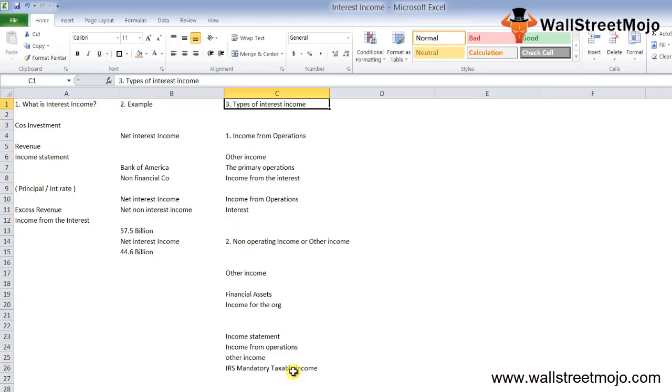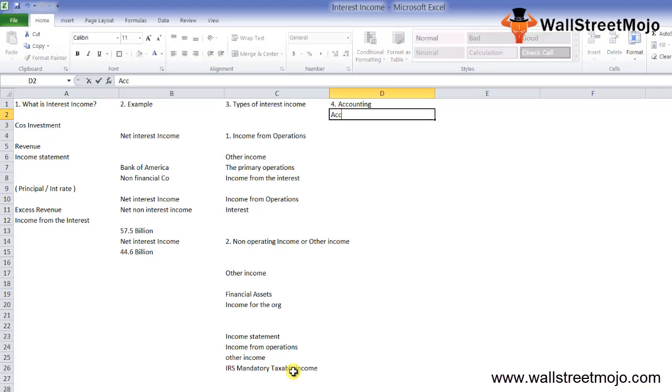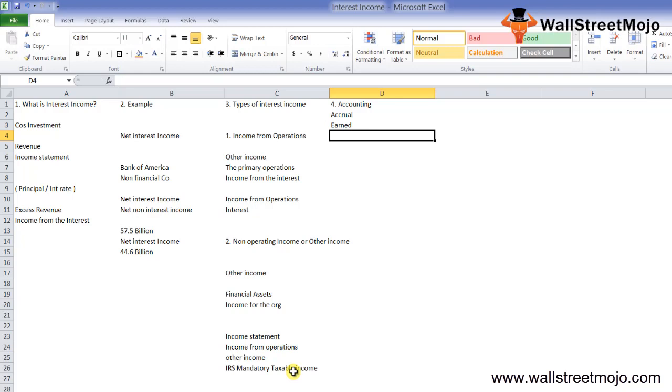Now, we will try and incorporate the accounting part here. We'll learn the accounting aspect. With reference to the accrual method of accounting, the interest is recorded as it is earned and not necessarily as it is paid, by making the assumption that the risk of not receiving payment is low.